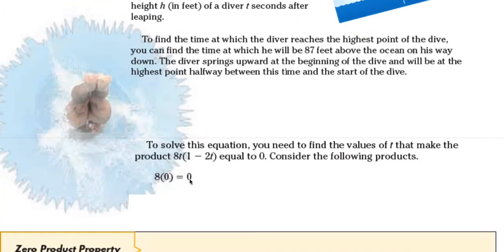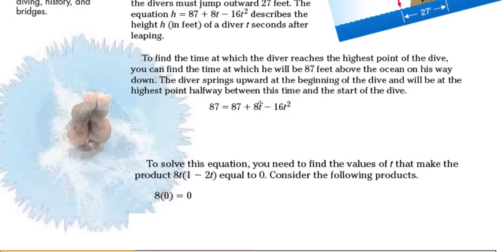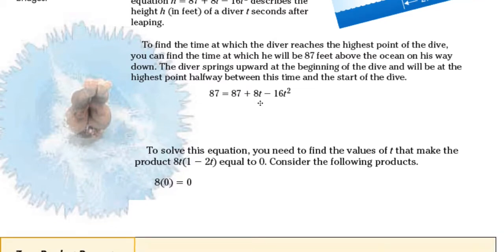From there, we get our equation, which is 87 equals 87 plus 80t minus 16t squared, because that is our h right there, 87 feet. From there we subtract 87 from both sides, so we end up with 80t minus 16t squared, and then we factor out 8t because it's our GCF, and end up with 8t times the quantity 1 minus 2t.